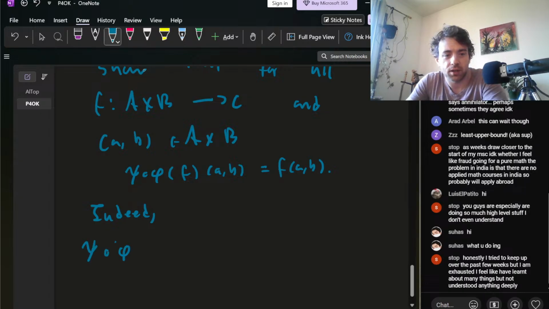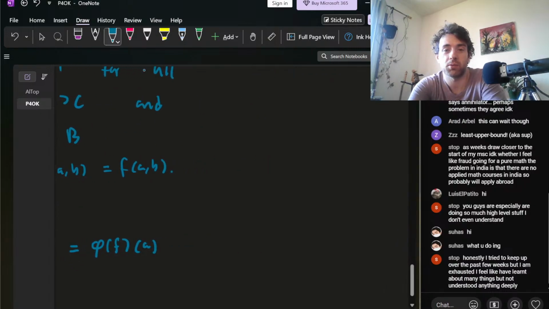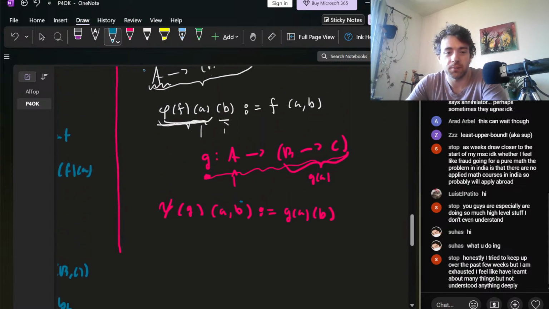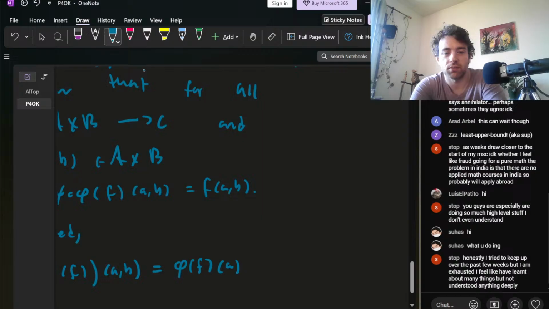So we could view this as psi of phi applied to (A, B). But remember, our definition of psi took the function as input and evaluated that function at A, and that function we evaluated at A, remember, is supposed to be a function from B to C, and so we then plugged in the value B to that.